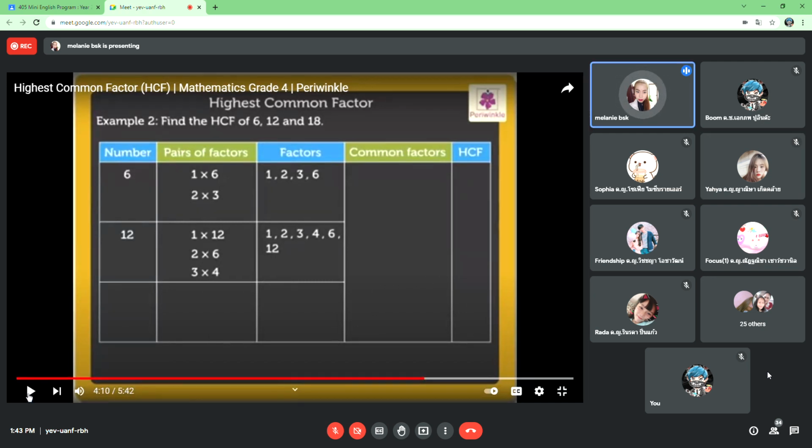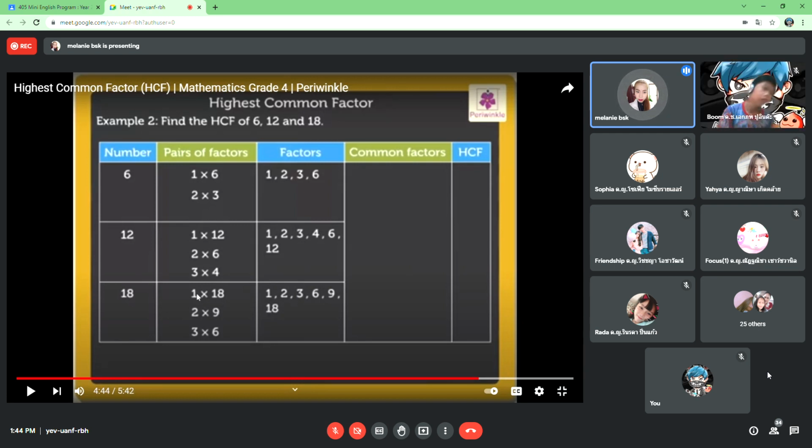Okay. Now we're going to move on with 18. The factors of the number 18 are: 1 times 18 is equal to 18. 2 times 9 is equal to 18. 3 times 6 is equal to 18. Thus, the factors of 18 are 1, 2, 3, 6, 9, and 18.